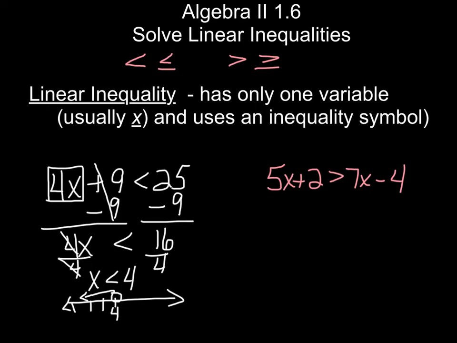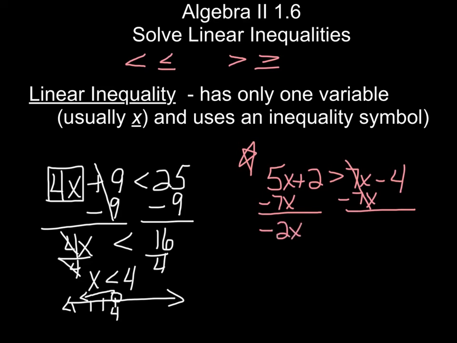Okay, now this inequality that we have here, this second one, you need to pay close attention to this one. We have variables on both sides of the inequality symbol. So we need to take the 7x and put it with the 5x on the left side. So we're going to subtract 7x from the right side to make it go away. So we subtract 7x from the left side. 5x minus 7x is going to give us negative 2x.